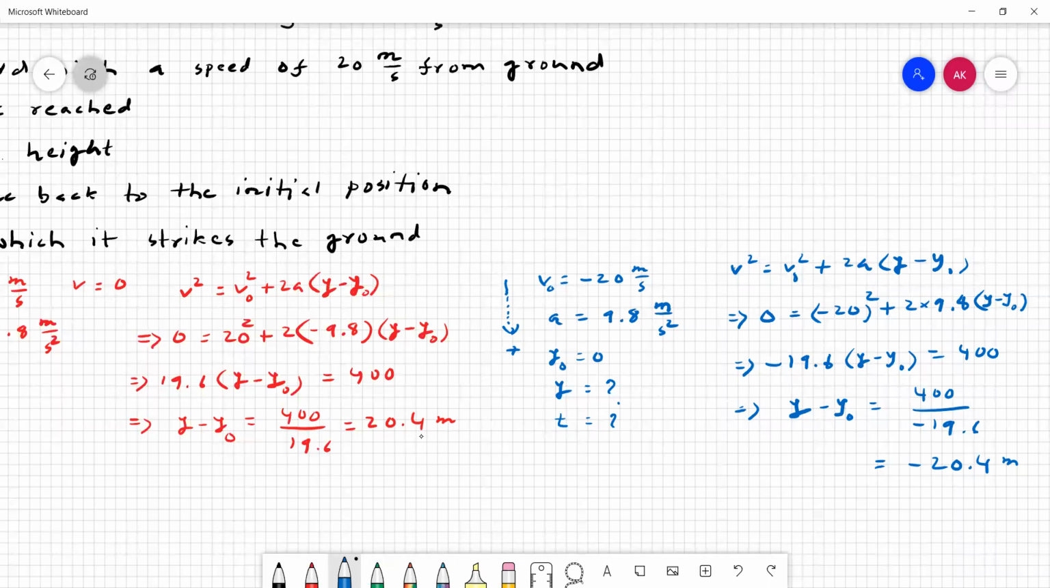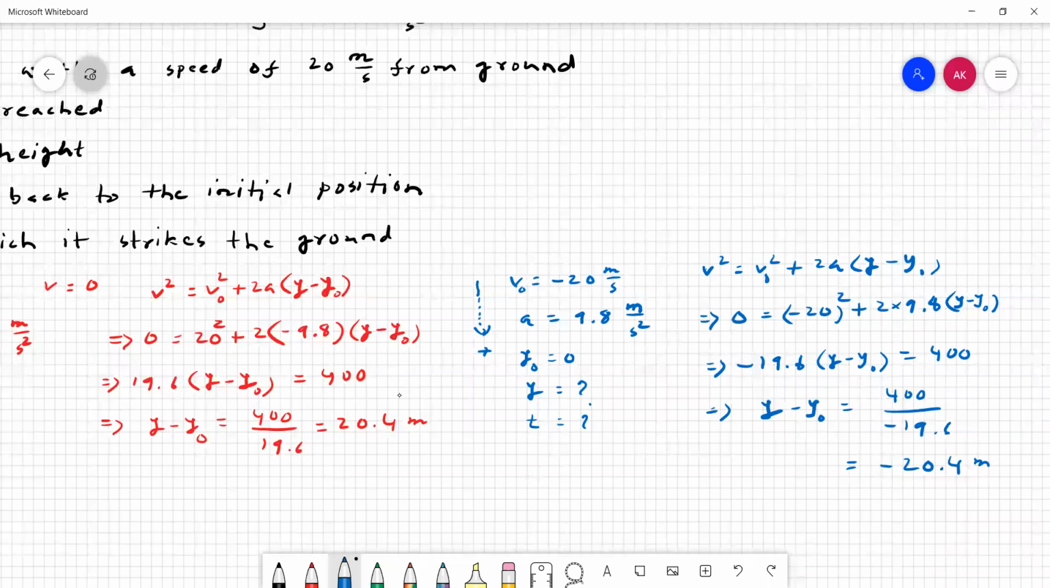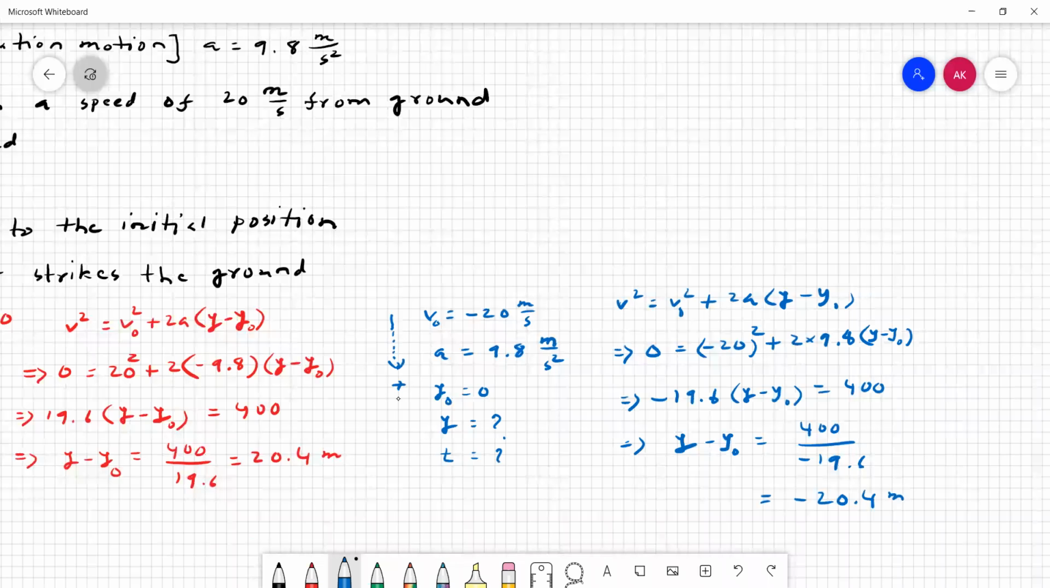So does it make sense? We get a plus displacement, plus 20.4 meters, because we have chosen the upward direction to be positive. Do you see that? But if I choose the downward direction to be positive, which means any displacement in the upward direction should be a negative number, that's what we get. But look here, both values are the same.